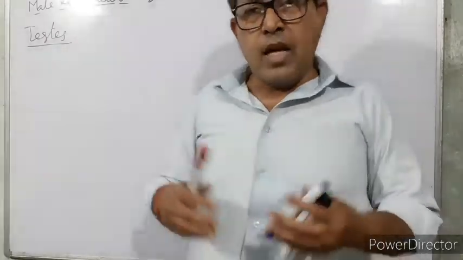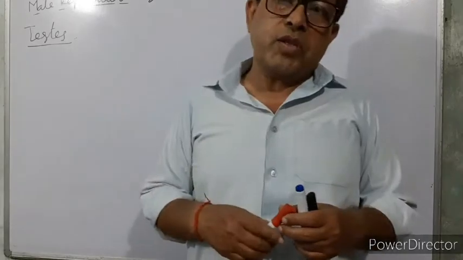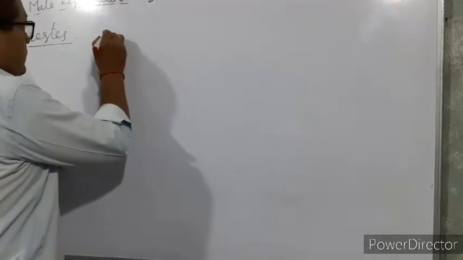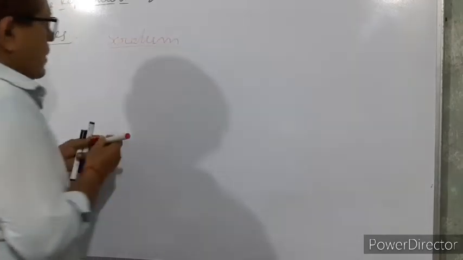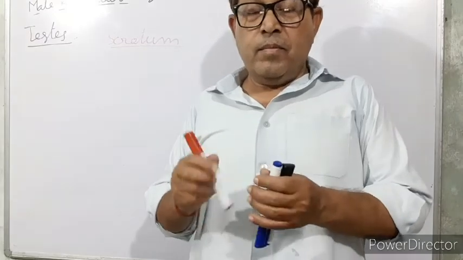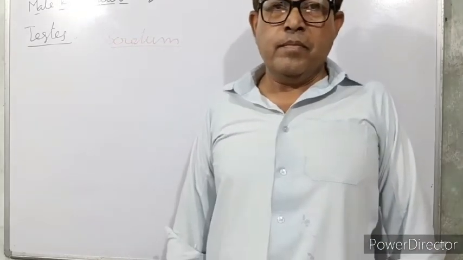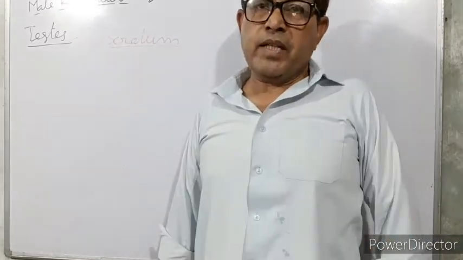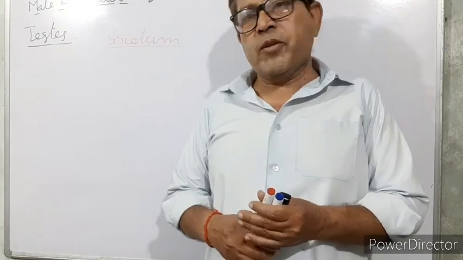Testis is found outside the abdominal cavity in a sac or pouch-like structure called the scrotum. The scrotum provides 2 to 2.5 degrees Celsius less than our body temperature. It is necessary for spermatogenesis.